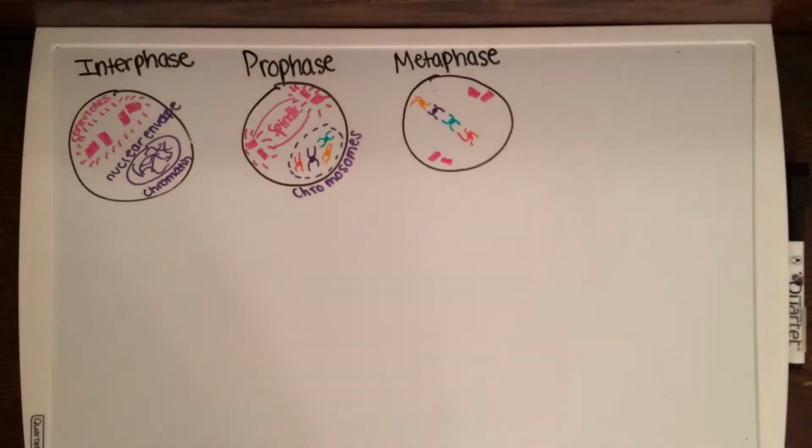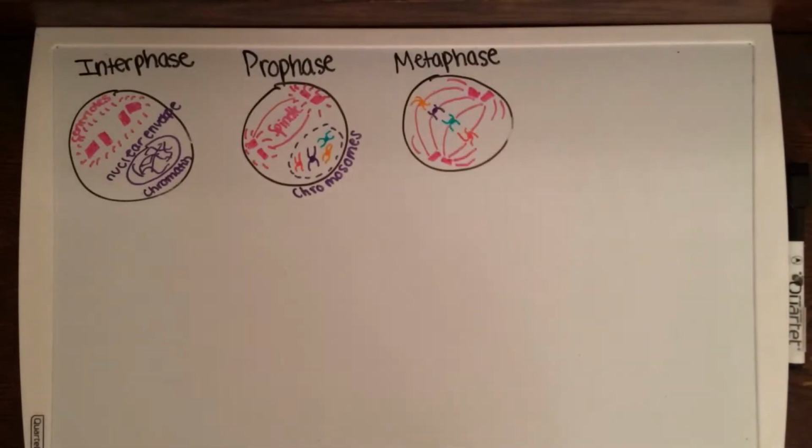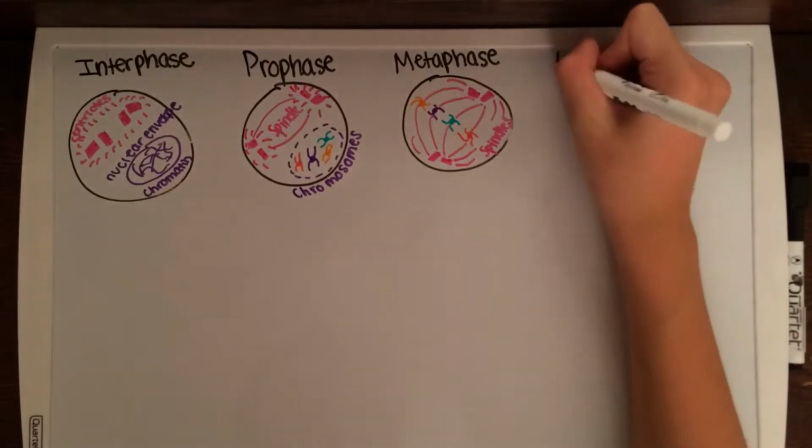Metaphase often lasts only a few minutes. The chromosomes line up across the center of the cell. Each chromosome is connected to a spindle fiber at its centromere.